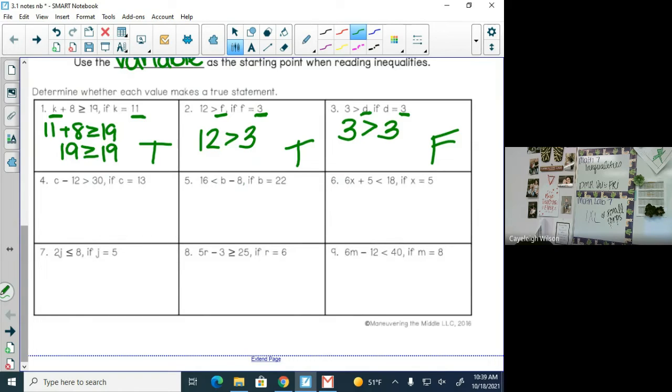All right, so C minus 12 is greater than 30 if C equals 13. So 13 is going in for this C. So that's 13 minus 12 is greater than 30. Well, what is 13 minus 12? 1. So it's saying 1 is bigger than 30. That is not true. So this is false.